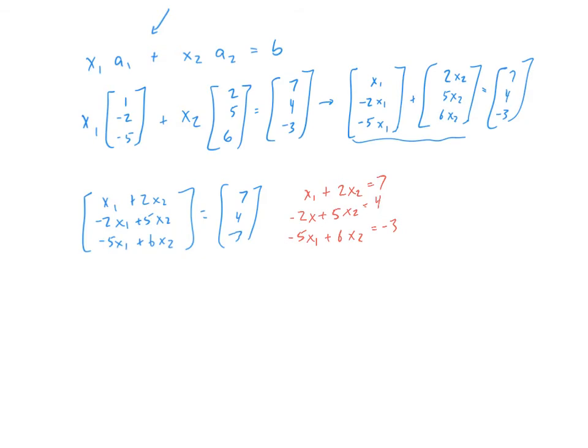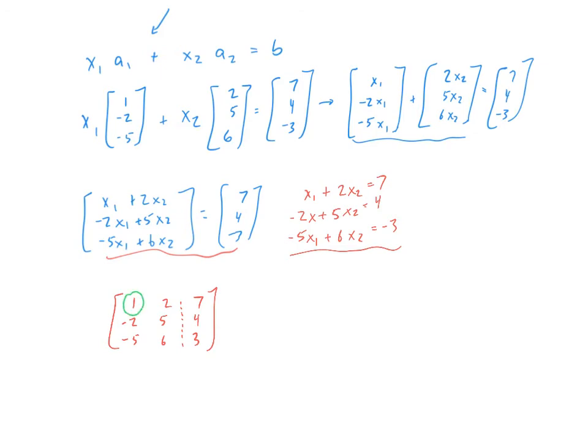Well, fortunately, you're in linear algebra and you just learned about row operations. So here's what we do. We're going to take that system and write an augmented matrix. 1, 2, 7, -2, 5, 4, -5, 6, -3. There's my augmented matrix. Well, let's do some row operations.